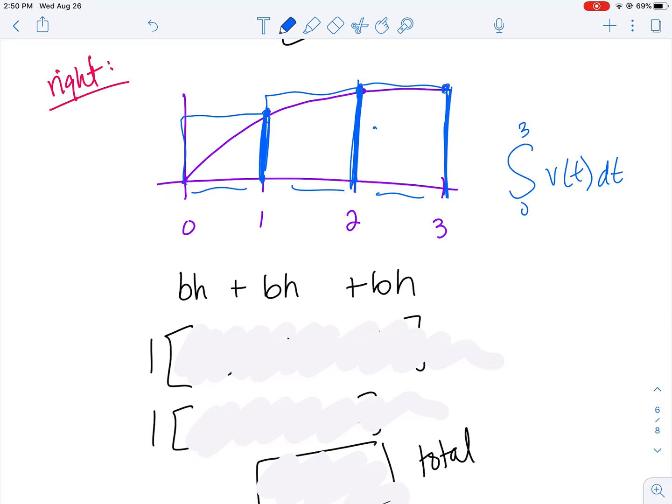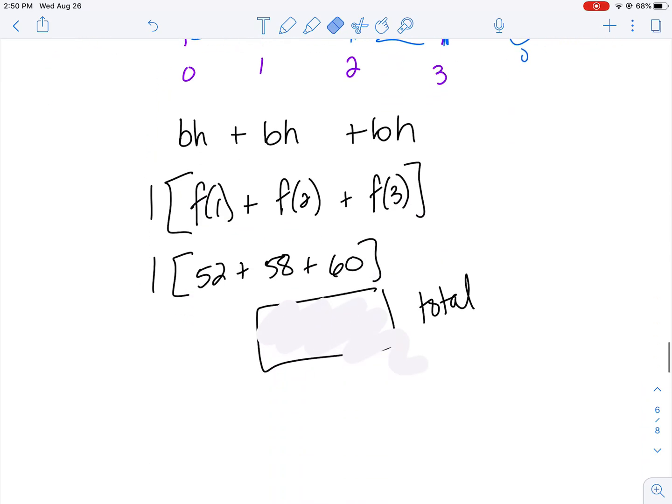So using my chart again, let's figure out what my velocity was at 1, what my velocity is at 2, and what my velocity is at 3. I ended up getting 52, 58, and 60, making sure that I'm only using 3 rectangles, right? When I add those together and multiply by 1, I ended up getting 170.